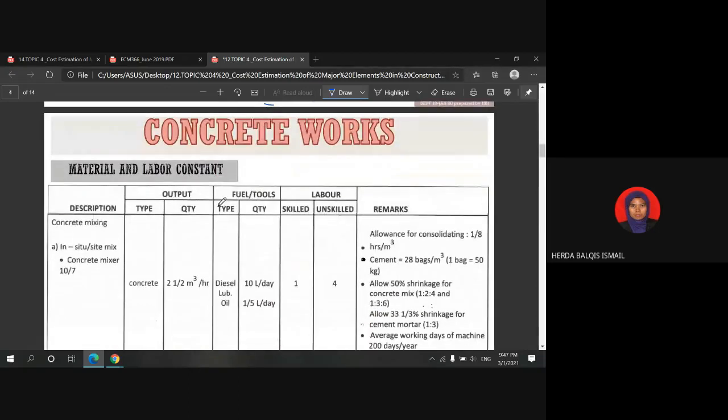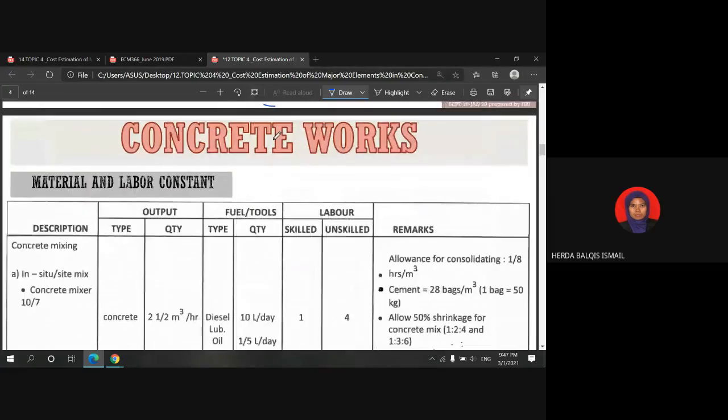Right. Let's look at these materials and labor constants. If there is no information or details of any constant given in the question, in assisting your preparation of cost estimation, you can refer to this materials and labor constant. Basically, this will be attached in the appendix of your question.